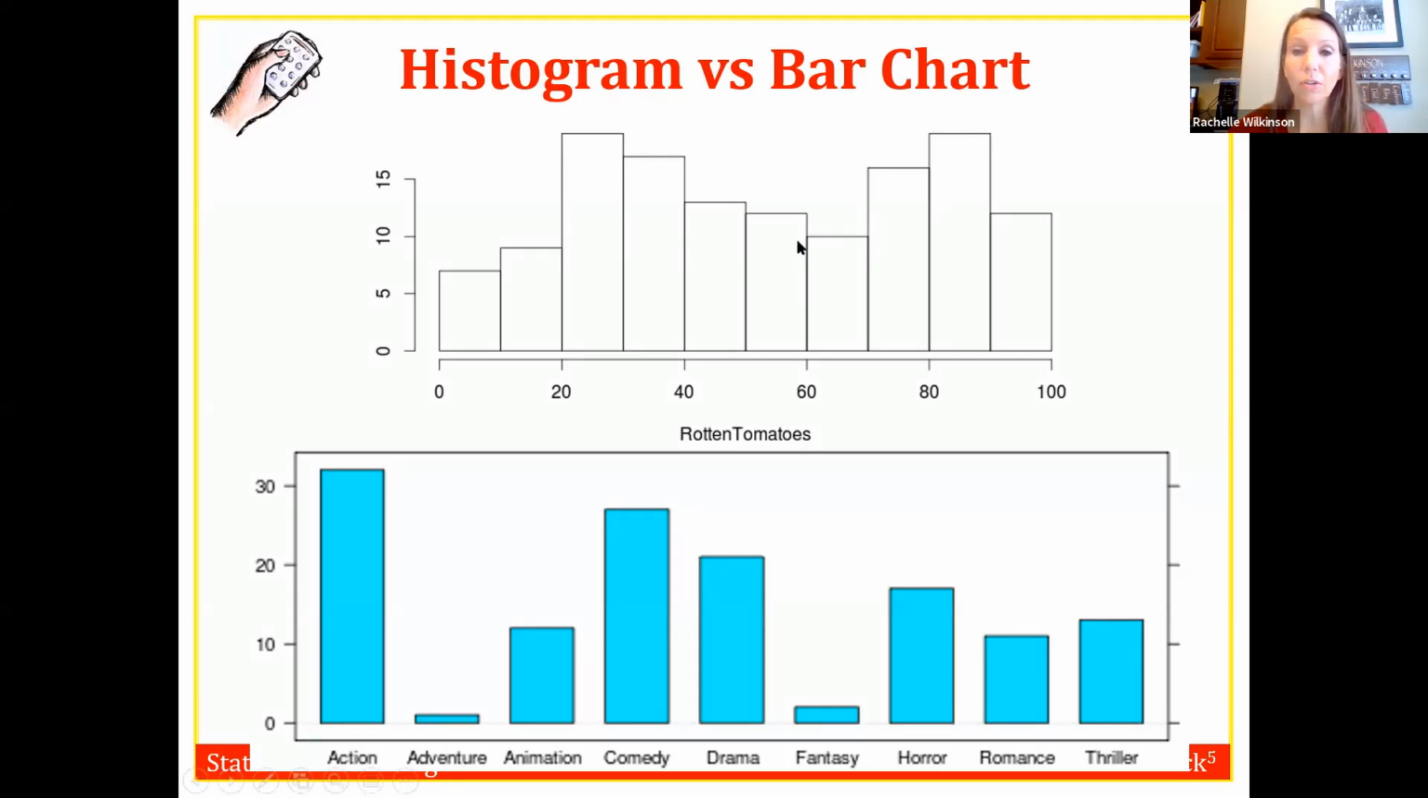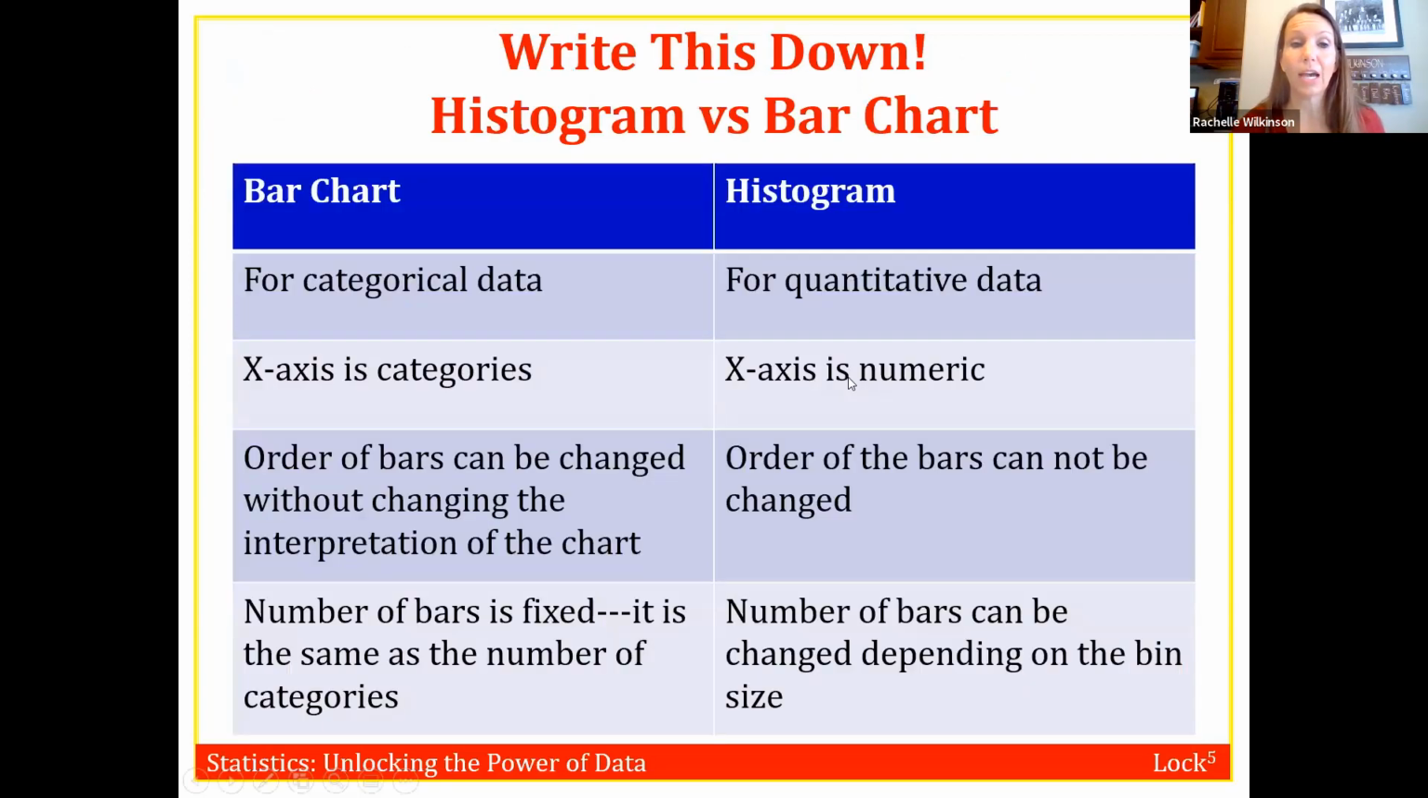But on my histogram, the number of bars is determined by my bin size, and the bin size we can choose. So in this graph, you can see that the bins went from 0 to 10, 10 to 20, 20 to 30, 30 to 40, but it didn't have to be that way. I could have made bins that went 0 to 20, 20 to 40, 40 to 60, 60 to 80, and if I did that, it would change the number of bars, and we saw that with the little slider thing inside of StatKey.